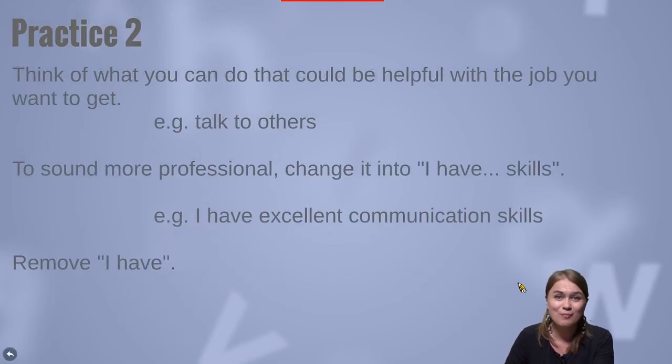If you want to talk about your skills, think of what you can do that could be helpful with the job you want to get. For example, talk to others. I'm really good at talking. To sound more professional, change it into I have something something skills. So talking to others can be excellent communication skills. And after I remove I have, it becomes excellent communication skills. This is something I would write on my CV.